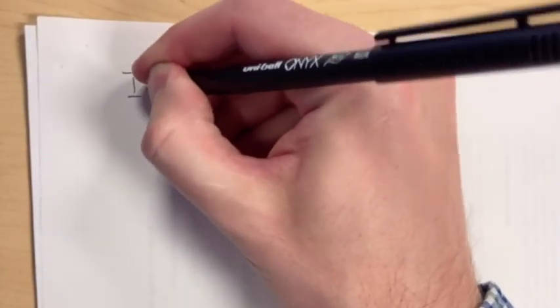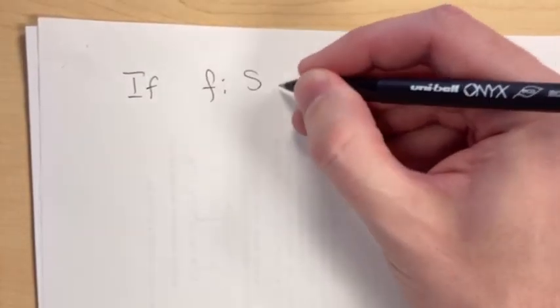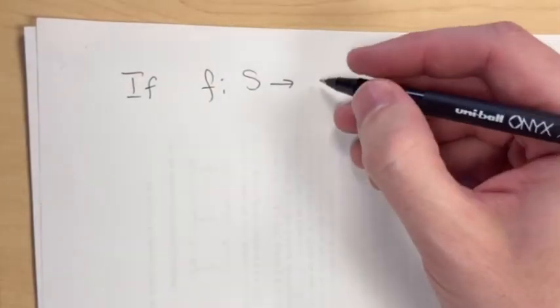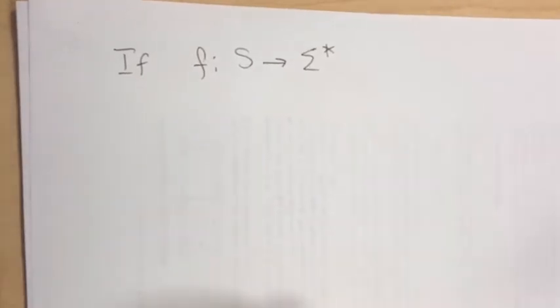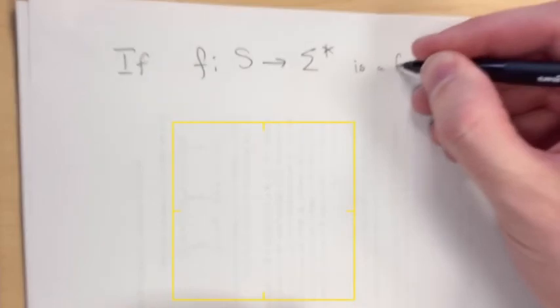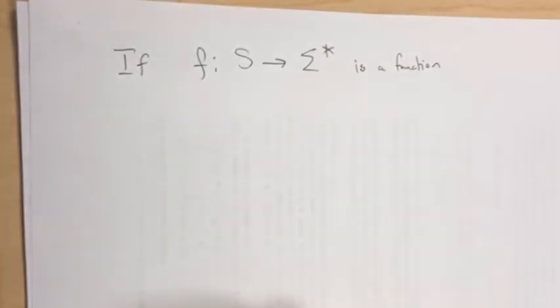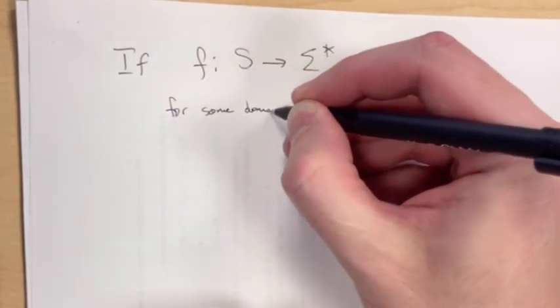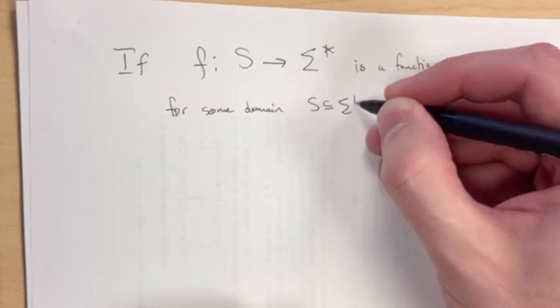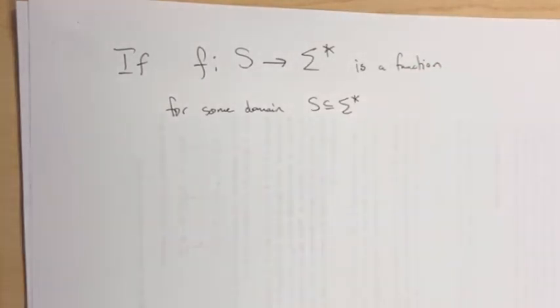There's a name for such functions. So I'm going to say it this way. If f is a function which has some domain of strings, and its codomain is the set of all strings on some alphabet, so if this is a function for some domain, say S is a subset of sigma star, all I mean by this is it's a function where you can plug some strings into it and you get some strings as the answer, all right?